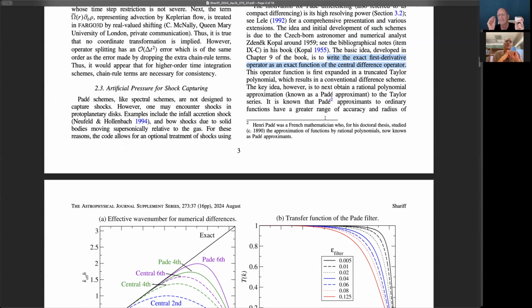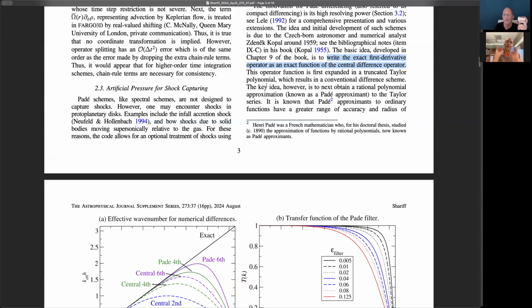And it turns out that you can write one operator as an exact function of another operator. For example, the difference operator, you can write as an exact function of other operators, for example, the averaging operator. And then you can Taylor expand that operator function. If you do that, then you get regular, normal finite difference schemes.